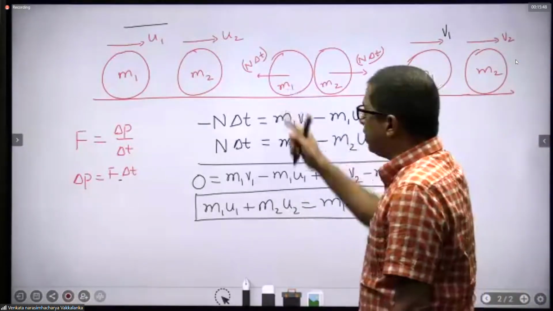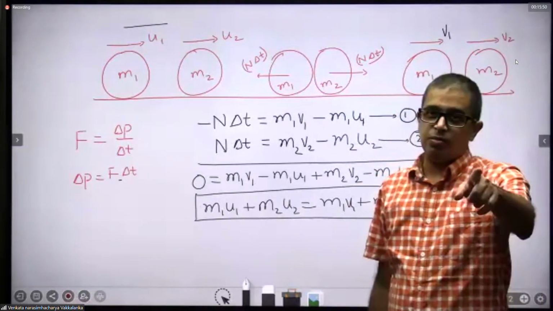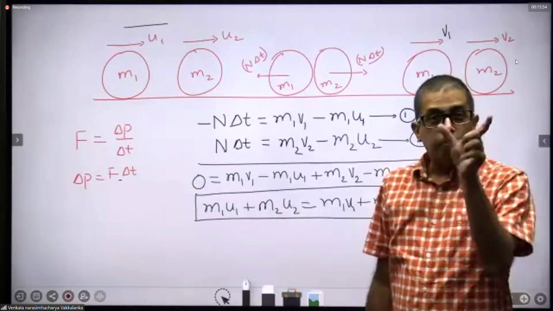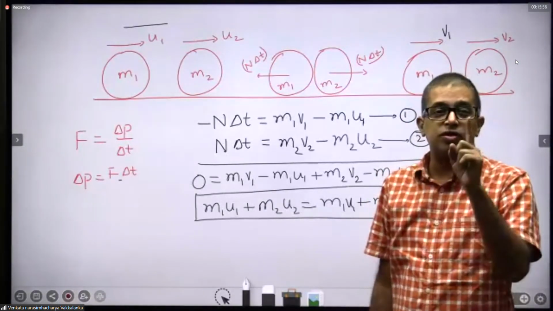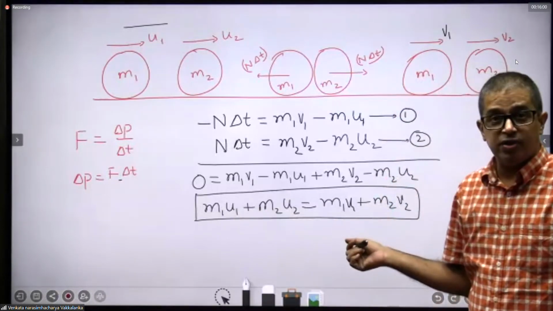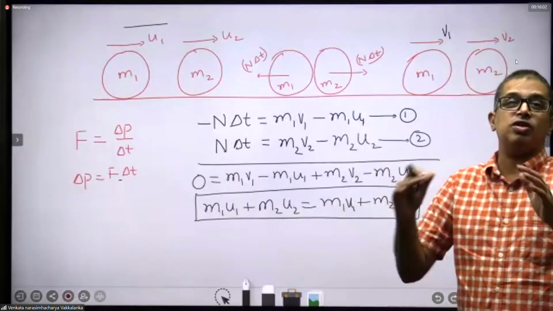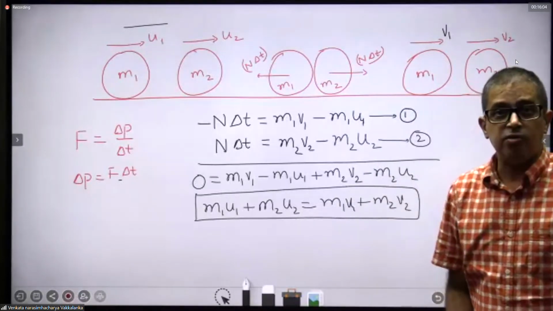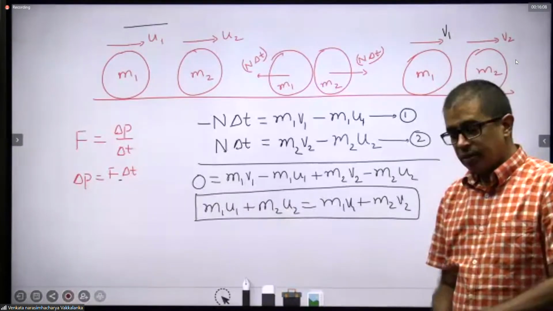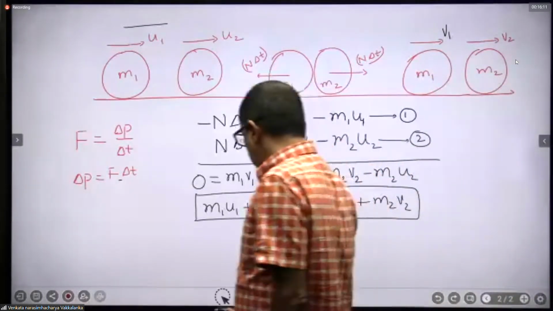You take only M1 as a system, there is a change in momentum. Only M2 as a system, there is a change in momentum. Both M1 and M2 taken as one system, there is no change in momentum. Momentum is conserved, but both taken as one system, there is no external force. Is the logic clear? Yes, sir. Take it down, Tarun.